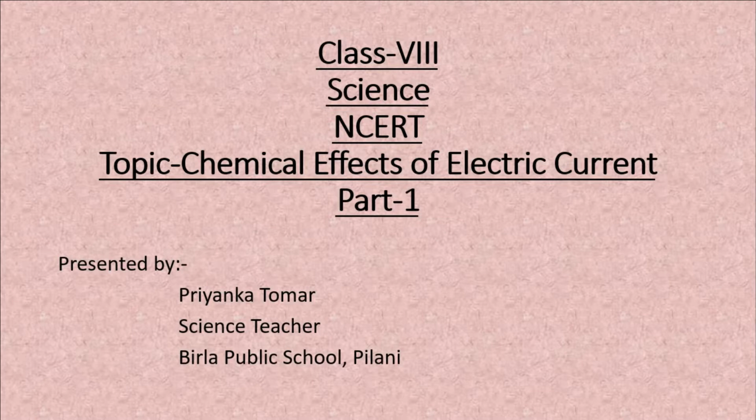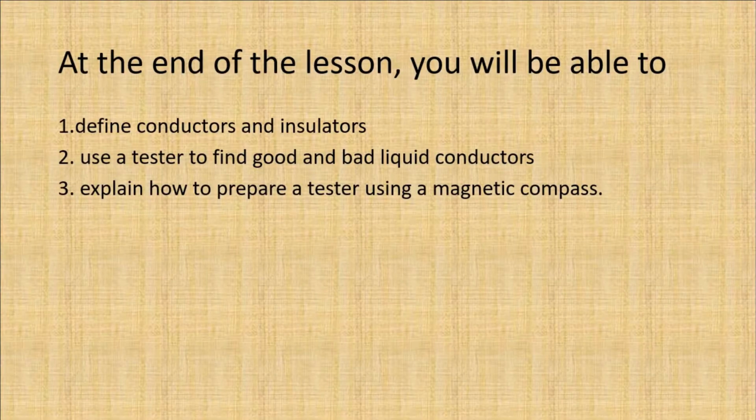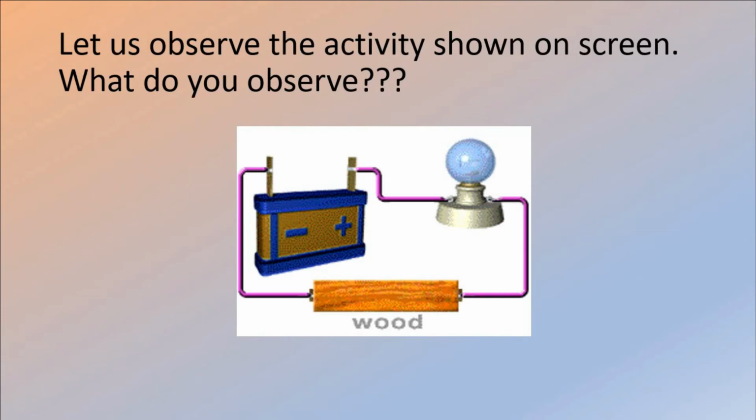Today, we'll discuss chapter 14 of class 8 science, that is chemical effects of electric current. The entire chapter will be covered in two different videos. At the end of the lesson, you will be able to define conductors and insulators, use a tester to find good and bad liquid conductors, and explain how to prepare a tester using a magnetic compass.